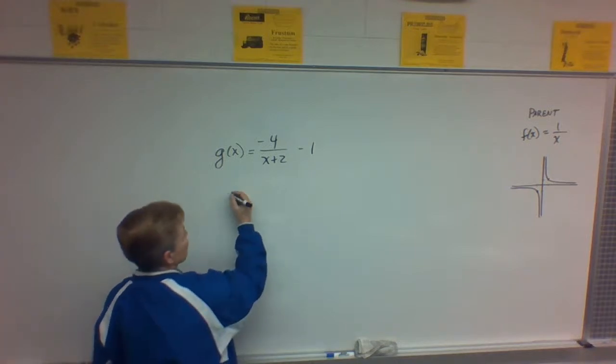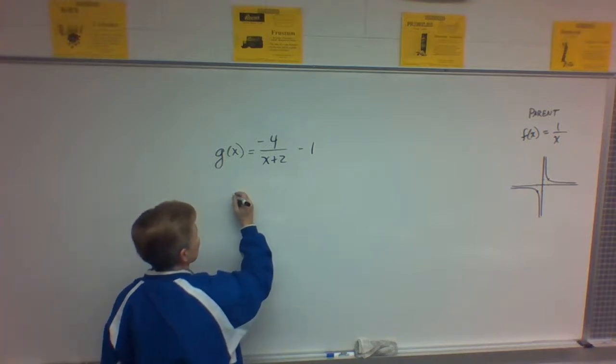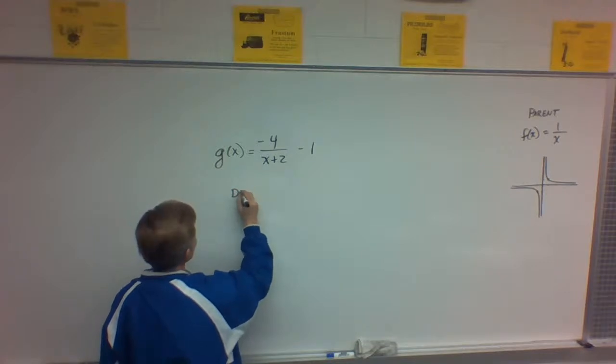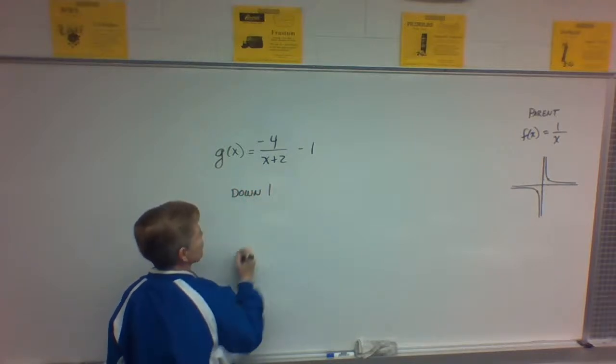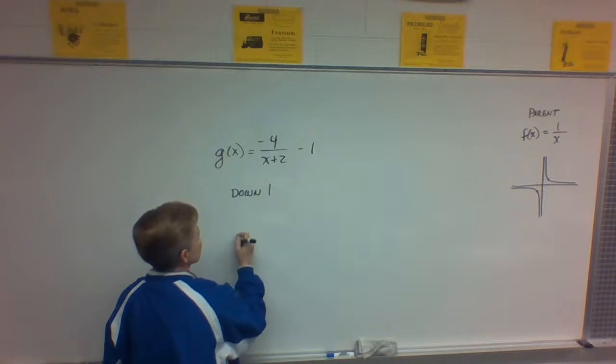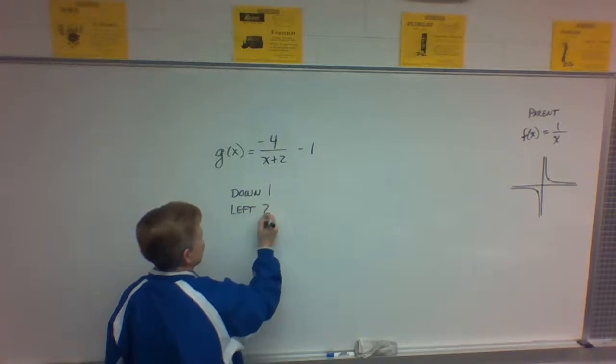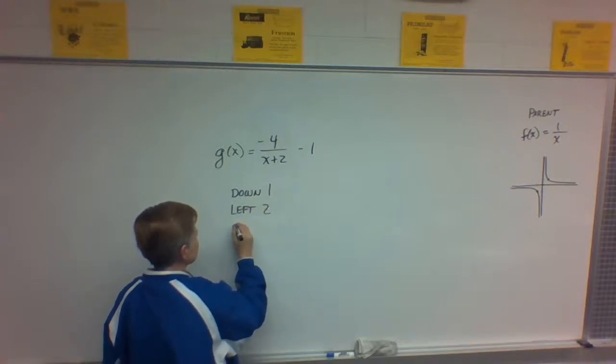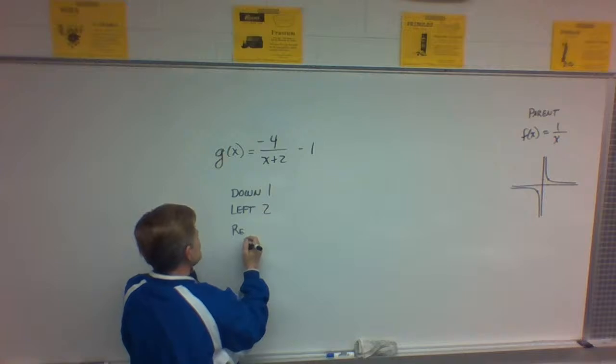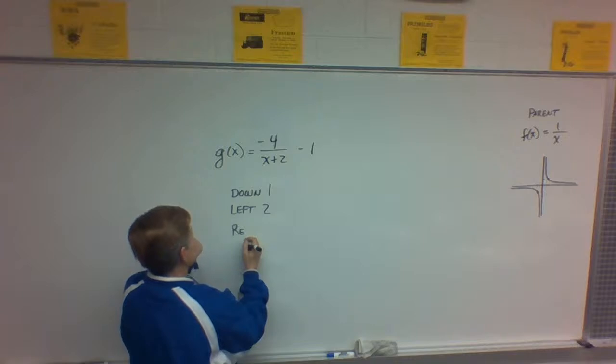Down 1. Okay, that's a good one. Left two, right two. No, left two. Yeah, left two. Is there a reflection in the x-axis? Reflecting in the X, yep. Is it a reflection in the Y? I think it's Y, right? Because x is on the bottom, so it's affecting the y, right? You know what? I don't know.